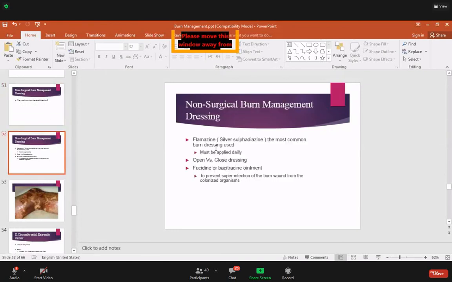Usually we use flamazine. This is the most common ointment that we use on burn patients. It is actually silver sulfadiazine, and it is applied daily on the skin. And there are some other preparations also, like fusidin, which have bacterial cover also, or bacitracin. We can use them, but the best treatment is silver sulfadiazine in the areas other than the face. In the face, you can use fusidin or bacitracin, but in the rest of the skin, flamazine is the best.